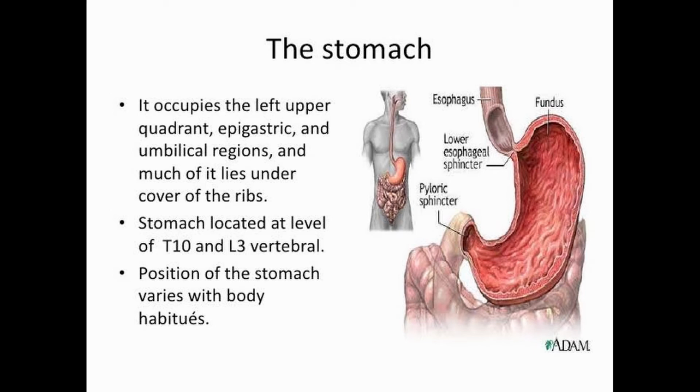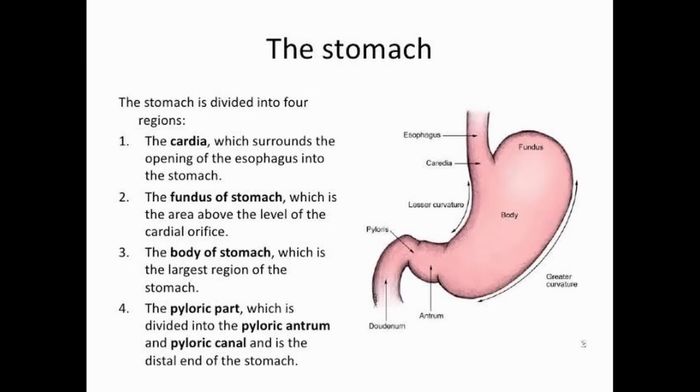In the abdomen there are 9 regions, on which it occupies the left upper quadrant, epigastric and umbilical region. The stomach is located at the level of the T10 and the L3 vertebra, and the position of the stomach varies with the body habits. So this is the stomach that occupies the left upper quadrant, epigastric and umbilical region, and is at the level of T10 and L3 vertebra.